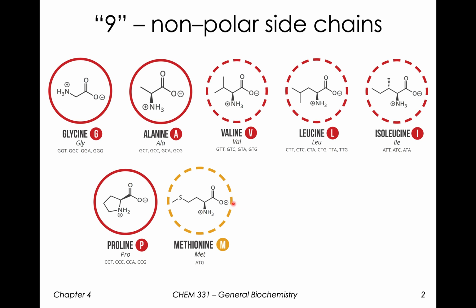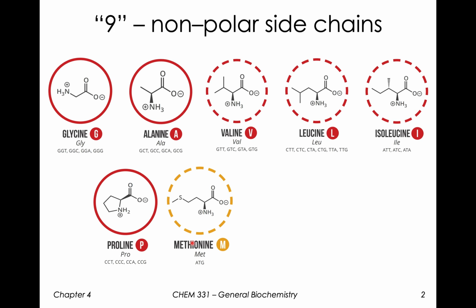Methionine is an interesting one. It doesn't follow our hydrocarbon series, but remember that ethers, and thus by proxy thioethers, are fairly nonpolar, so that's why it's grouped in this category. Methionine is one of these important amino acids because all proteins start with the codon AUG in the messenger RNA, and that codes for methionine. So methionine is an important sulfur-containing amino acid.